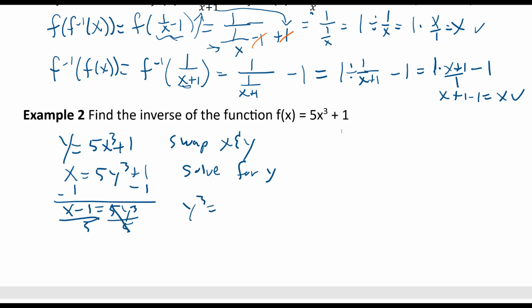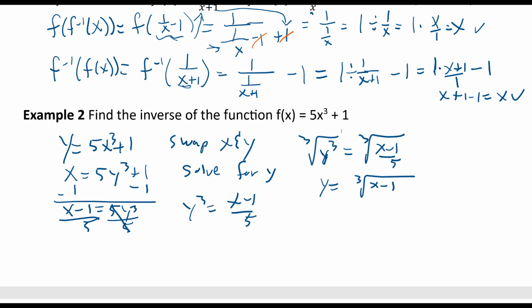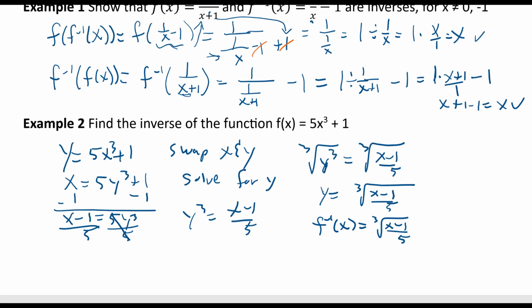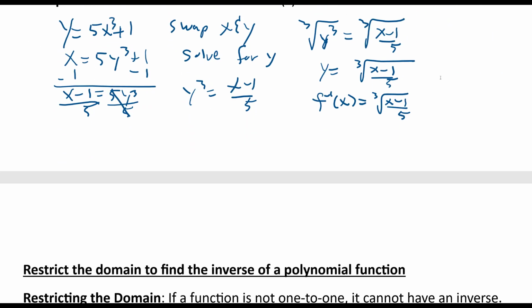y cubed equals x minus 1 over 5. And then we will take the cube root of both sides. And we have y equals the cube root of x minus 1 over 5, or f inverse of x is the cube root of x minus 1 over 5. That's it for this video.